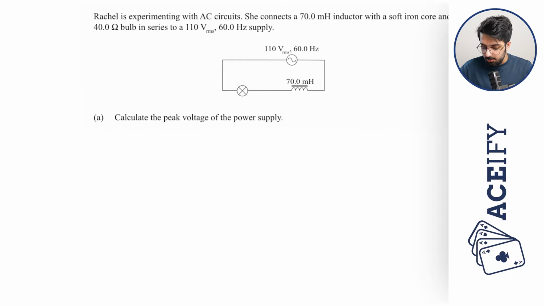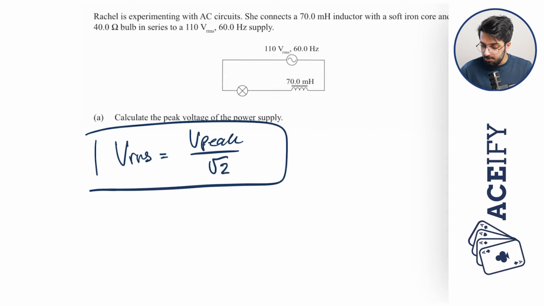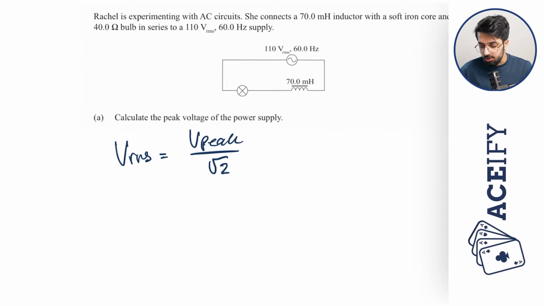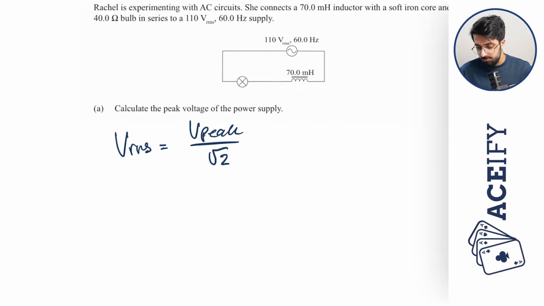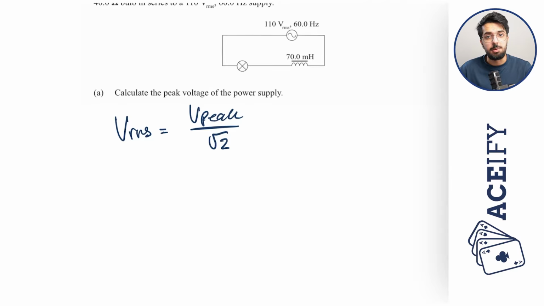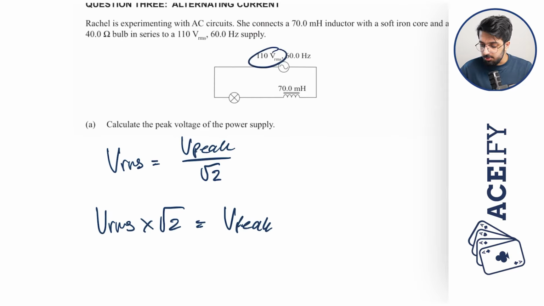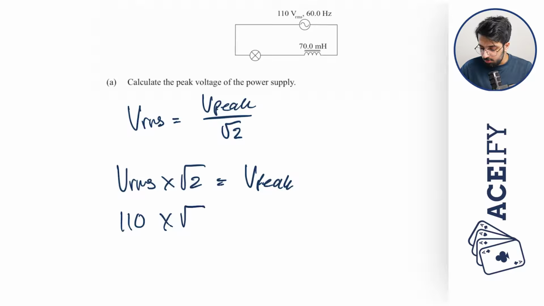So this is our classic question where we have V RMS is equal to V peak over square root 2. If you want to know where this equation comes from, I go through it in my electricity playlist, so you can go check that out. But for NCEA, you don't even need to know where this equation comes from. It's on your formula sheet, so you can just use it. And so V RMS multiplied by square root 2 is equal to V peak. Therefore our RMS voltage is 110 volts times square root 2, and that's equal to 155.56 volts. There we go.